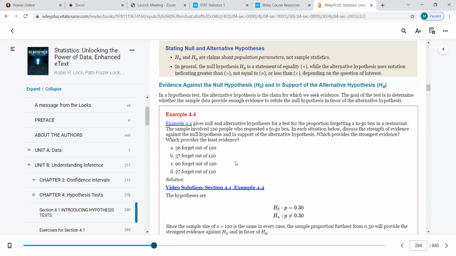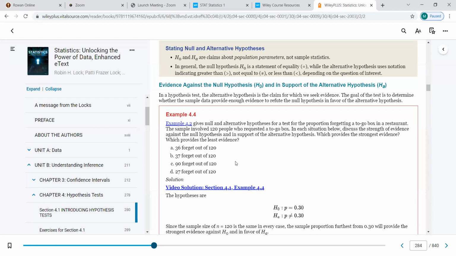How far away is it? Now, 90 out of 120, it seems like that's pretty far away, right? And you're sort of feeling like, without knowing any statistics, that one probably you could pretty easily reject the null hypothesis. However, how about the 27 out of 120, right? The D. Is that sufficiently far away from the 30% to reject the null? And this is where we have to really learn how to do the actual test.